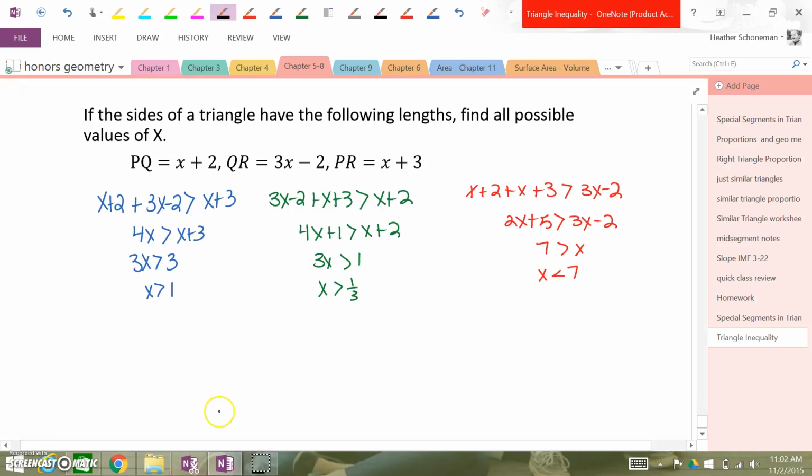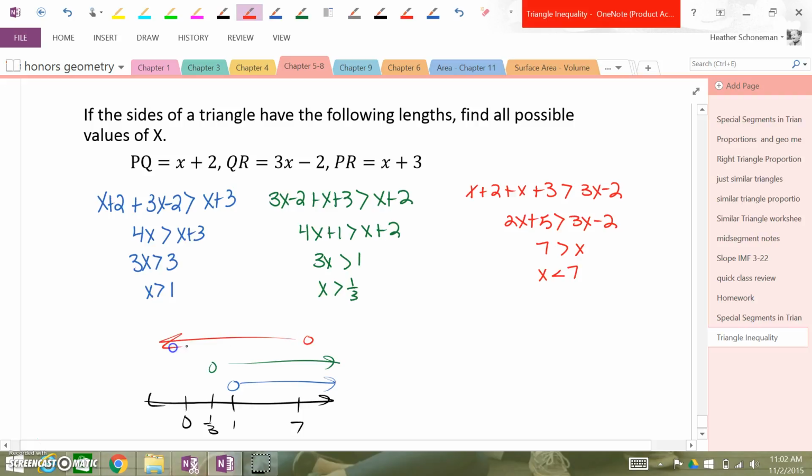Alright, now graph it to determine our answer. So here's my number line. Here's 0, 1/3, 1, and 7. X is greater than 1. Starts here, goes that way. X is greater than 1/3. Starts here, goes that way. X is less than 7. Starts here and goes that way. So the only region where all 3 are true would be right here.